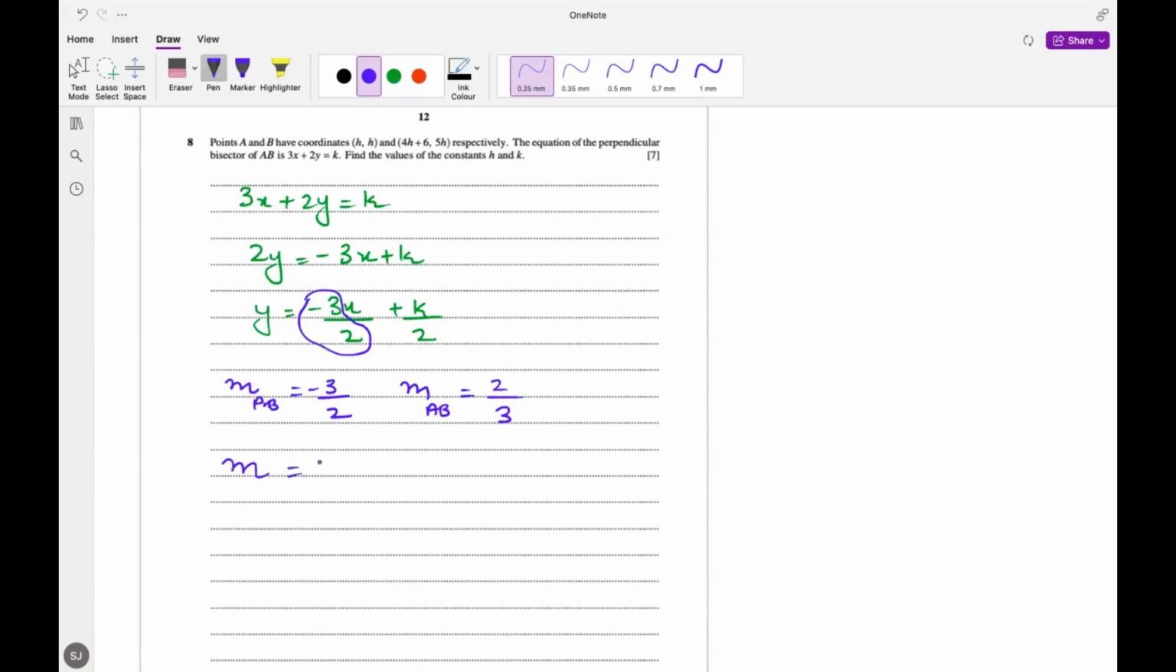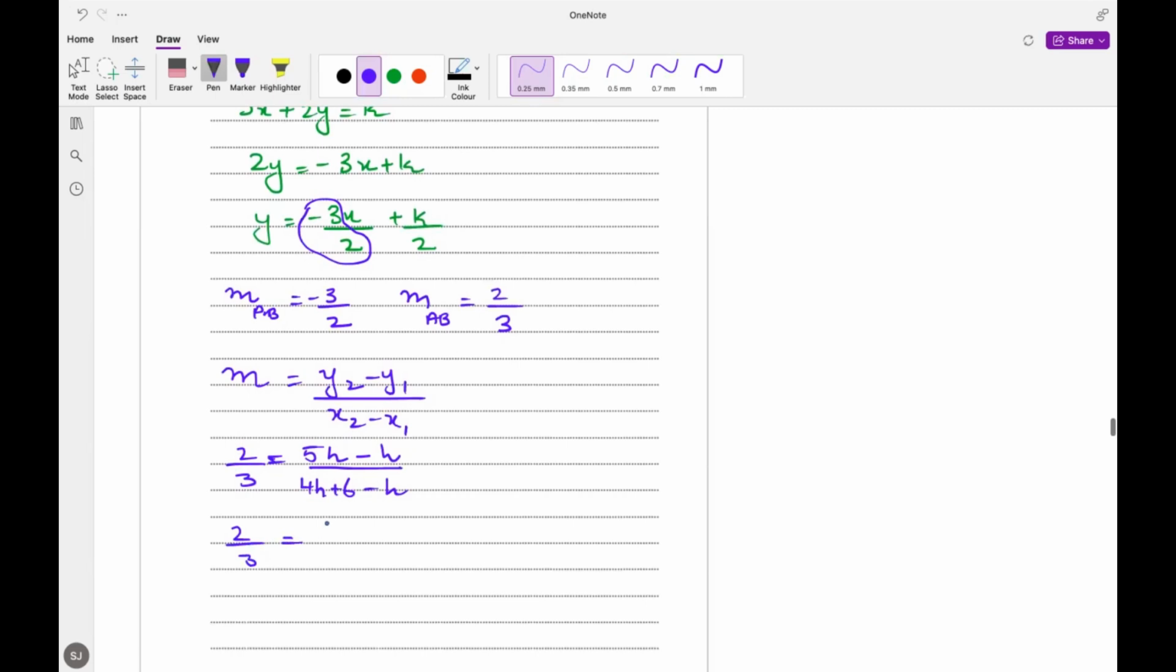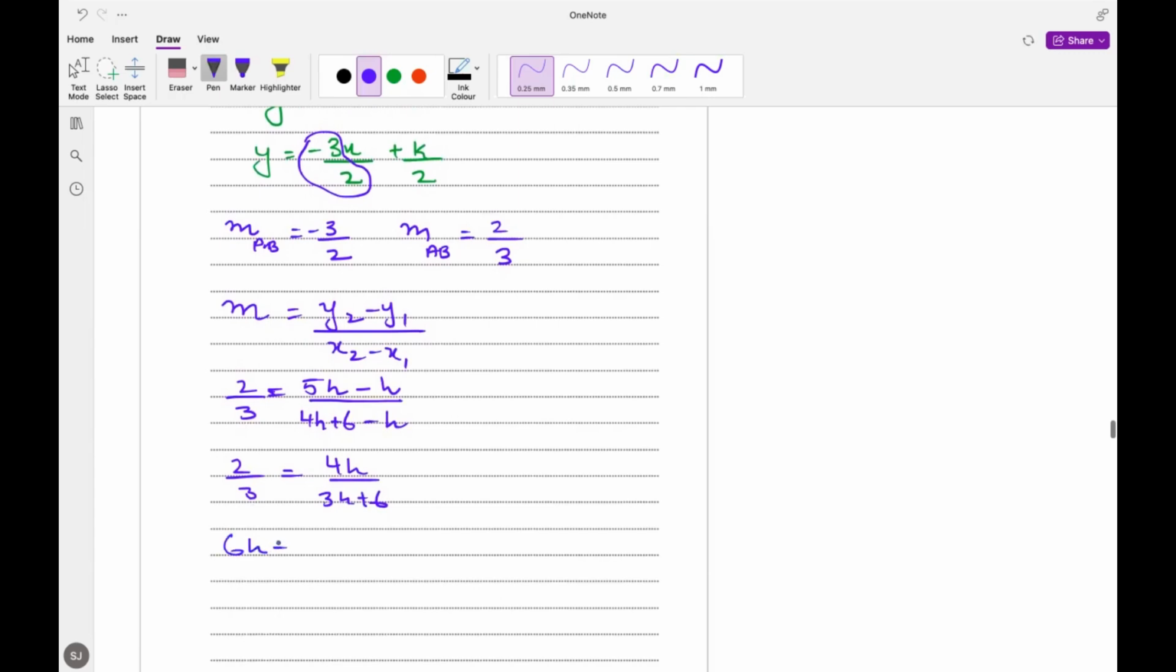The formula for gradient is (y2 minus y1) upon (x2 minus x1). We already have the gradient 2 upon 3, so we can apply this formula to the coordinates A and B. As we have only one variable, which is h, y2 we can take as 5h minus y1 which is h, upon x2 which is 4h plus 6, minus x1 which is h, and this is equal to 2 upon 3. Simplifying, we get 4h upon (3h plus 6). Cross multiplying, this will be 6h plus 12 is equal to 12h. So 12 will be equal to 6h, and the value of h will be 2.